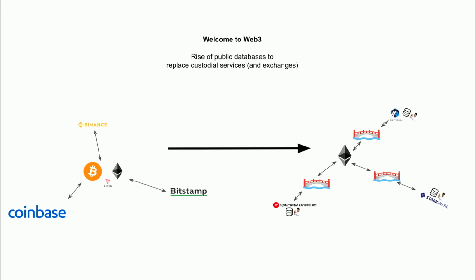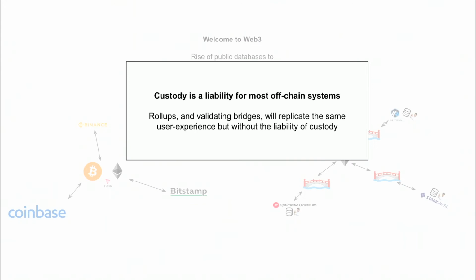And so I hope in the next 5 years, when we see these rollups emerge, it will feel like you're interacting with Coinbase or Binance, but actually behind the hood, there's a centralized sequencer, but a decentralized backend that's guaranteeing that your funds are safe. And the reason why this is going to be useful is because custody is going to be a liability for a lot of companies.